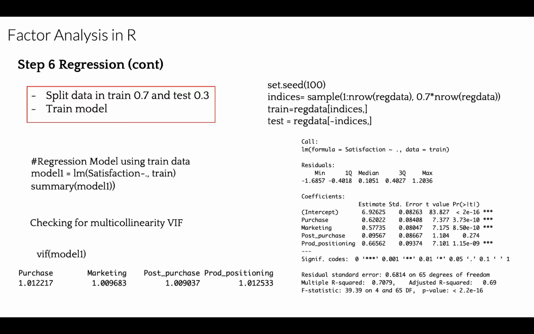The summary of the model is presented on the right, but we still need to check for multicollinearity by running the VIF function. And you notice all factors are less than 2.5. Our regression model shows that the factors purchase, marketing, and product positioning are highly significant, but post-purchase is not significant in the model. And finally, we can run prediction on the test data, and then we compare the actual data with the prediction data.